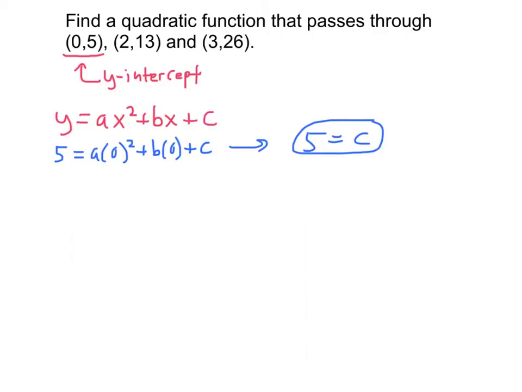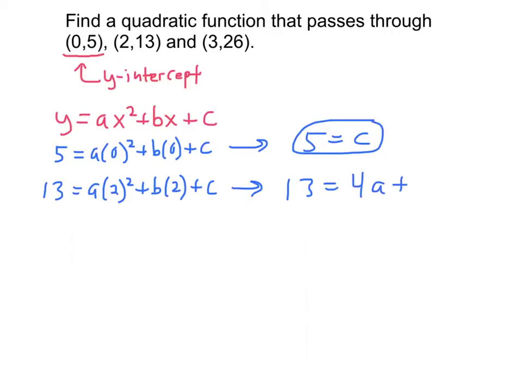Okay, now we'll go on to the next ordered pair. We'll plug a 2 in for x and a 13 in for y. So 13 equals a times 2 squared plus b times 2 plus c. That one simplifies into 13 equals 4a plus 2b plus c.